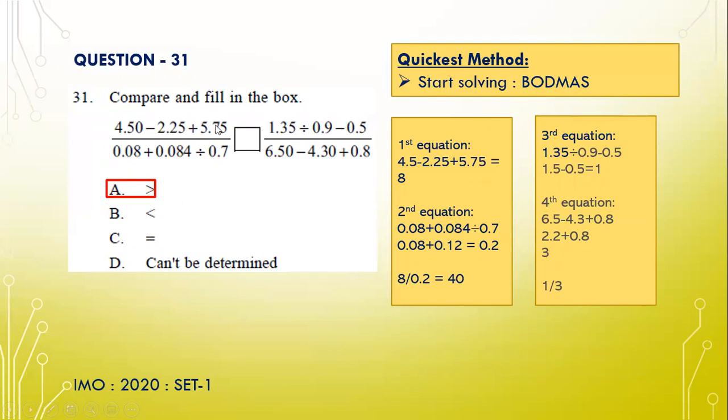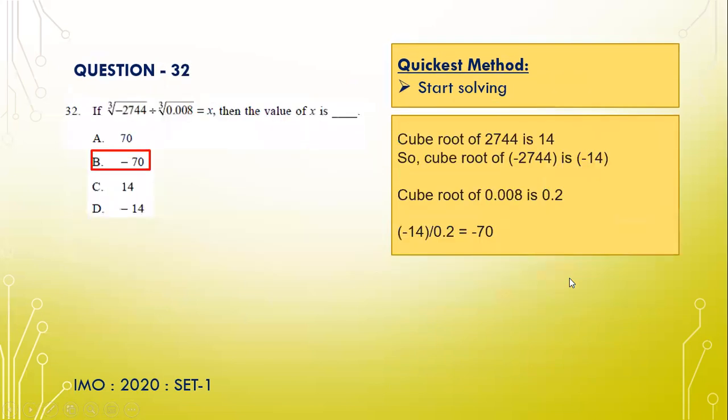And this side is 40. Left hand side is 40, and right hand side is 1 by 3. 40 is definitely greater than 1 by 3, isn't it? 1 upon 3 is 0.333. And 40 is definitely greater than 0.333.